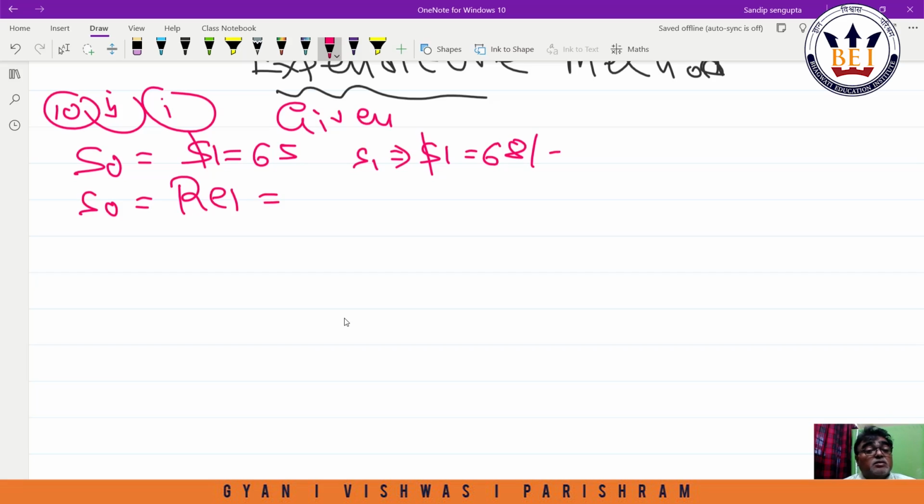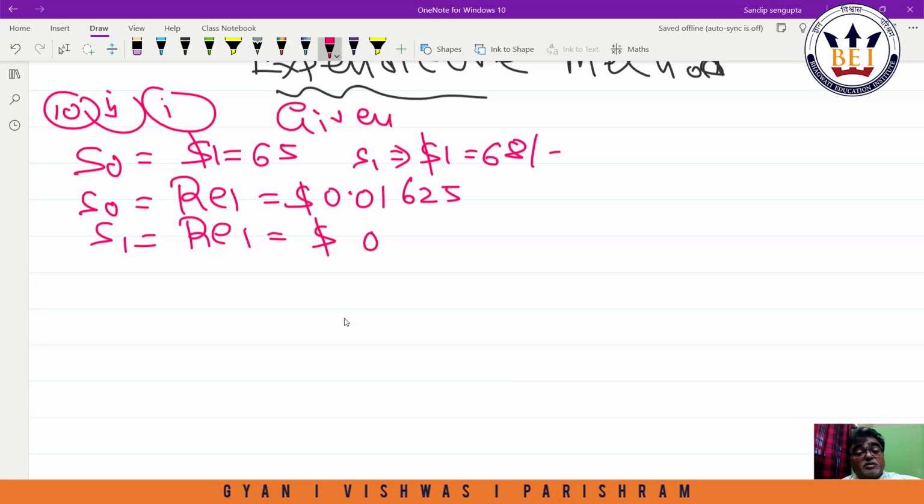Then S0 is given as 1 rupee money $0.0125, and S1, rupee 1 is equal to dollar 0.01625. Let me check: the first one was 0.0125, the second one is 0.01625. First one, answer A.